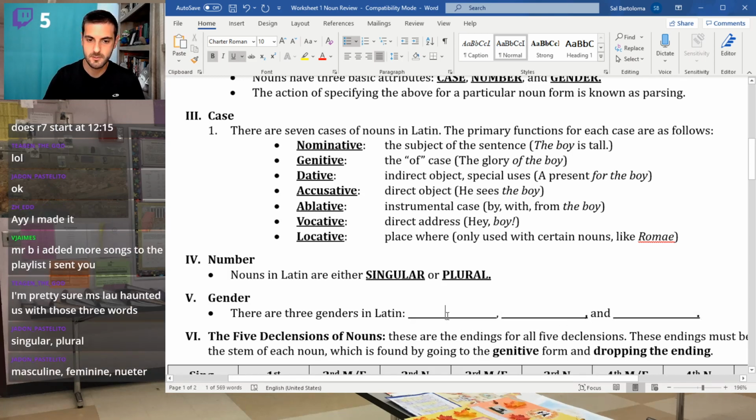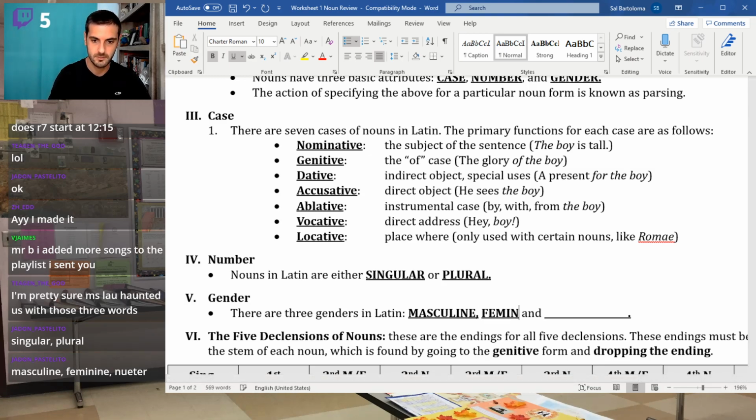Masculine, feminine, or neuter, right? So masculine, and we want to make sure we call it masculine, not male. Feminine, and neuter. Okay.